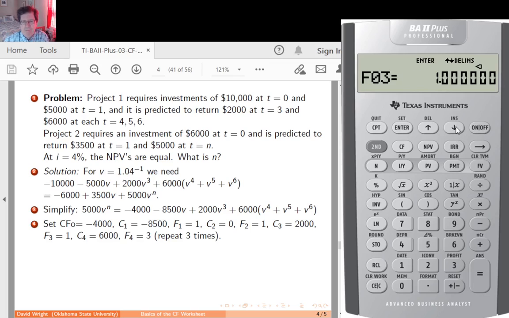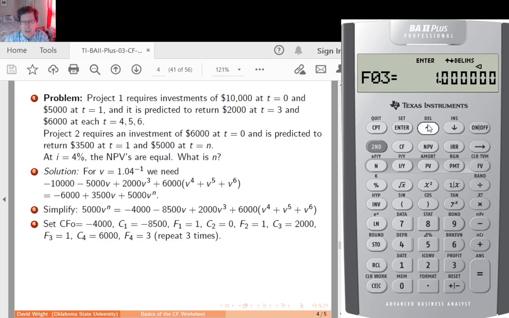F3 is 1. And C4 is 6,000, but we also notice that we could just keep going, and C5 is 6,000 and C6 is 6,000. But here's where the F button comes in. I can say repeat that for the next 3 periods. So we're going to put a 3 there. And that repeats the 6,000 3 times at the end.